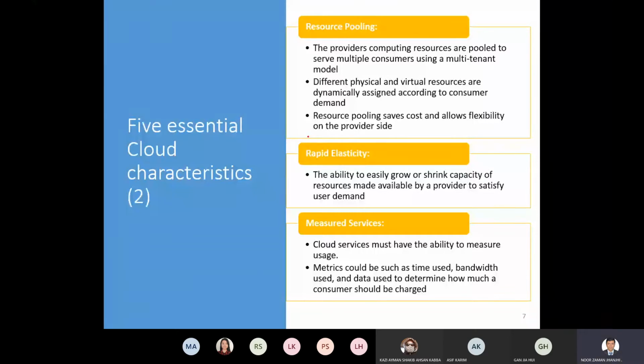Then the fourth one is that the cloud should be rapid, and it should have an elastic approach. What do we mean by elasticity? Elasticity is the ability to easily grow or shrink. Say, for example, you are using the services and you agreed with the cloud provider that you will use 2 GB of space.